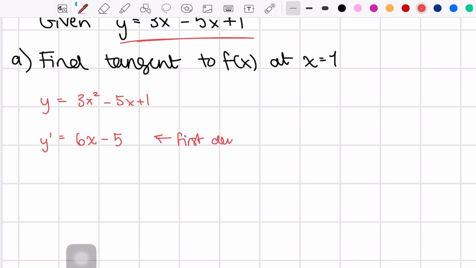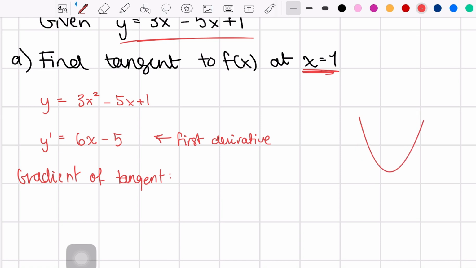First derivative. Now, when we want to find the gradient or slope of the tangent, we're going to input x equals 1 because we want it at this point. As you can see, if you have this parabola, at this point the slope is negative. At this point the slope is positive. So it really differs. This is the equation you use to find all the different slopes. But when you use different points, you're going to get a different slope.